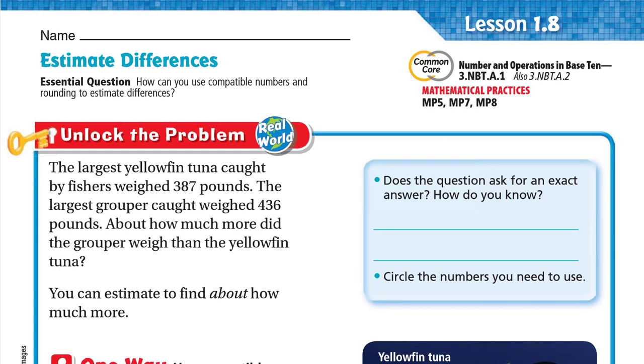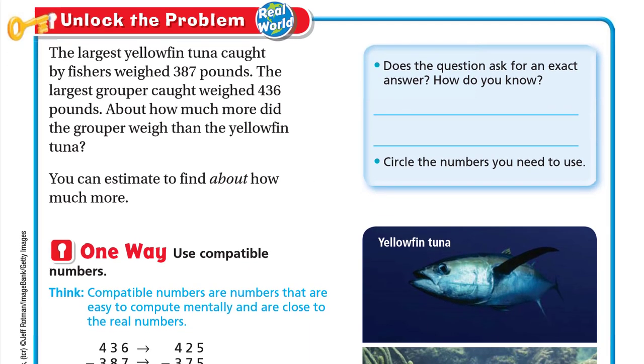So we did estimating addition before, and today we'll do estimating for subtraction. Our essential question is: how can you use compatible numbers and rounding to estimate differences? As we agreed, we will use only rounding. You can use compatible numbers if you want, but rounding is more effective. So let's unlock the problem.